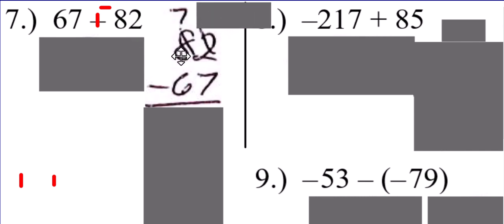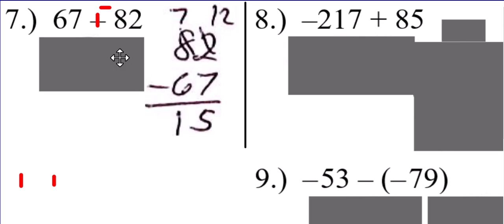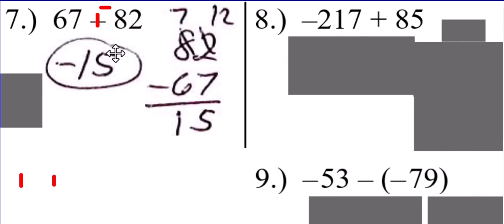All right, we're going to borrow from the 8, making that a 7. The 2 becomes a 12, and we subtract. We get 5 here and 1 here. Who has the bigger absolute value? It's the negative. So it's -15.